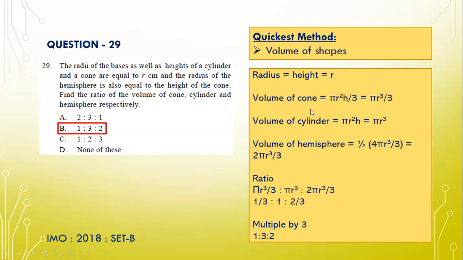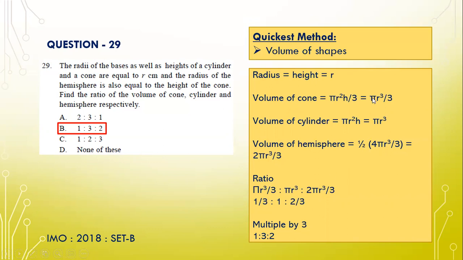What is the volume of the cone? It is pi r square into height divided by 3. And because r is equal to h, it will be pi into r cube upon 3, isn't it? Volume of cylinder, it is pi r square h. R is equal to h, so it will be pi r cube. Volume of hemisphere, it will be volume of sphere divided by half. What is volume of sphere? 4 pi r cube upon 3, and hemisphere will be half of that. So half of 4 pi r cube upon 3, which is, 4 by 2 is 2, 2 pi r cube upon 3.